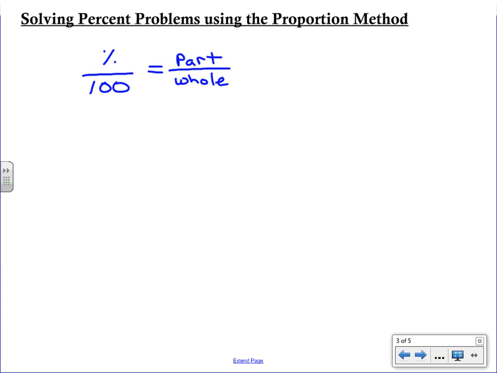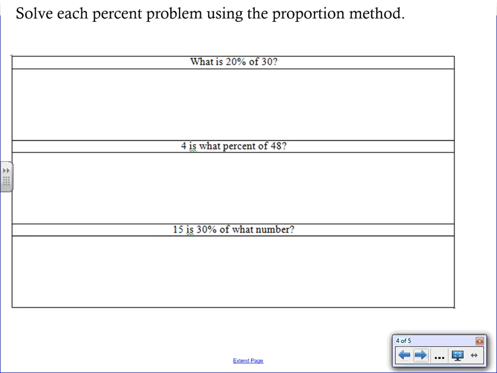But then some of you may have some words that you're looking for in problems. Oftentimes, the part is going to be kind of associated with the word is, and then the whole is going to be associated with the word of. In fact, you may have even learned that the percent over 100 equals is over of. I caution you a little bit because the vocabulary might not always be there, but if it is helpful, feel free to use that. So we have 3 problems that are going to just look at different ways that these problems could be set up, but we always want you to use a proportion to figure them out.